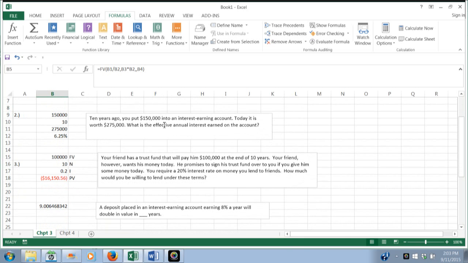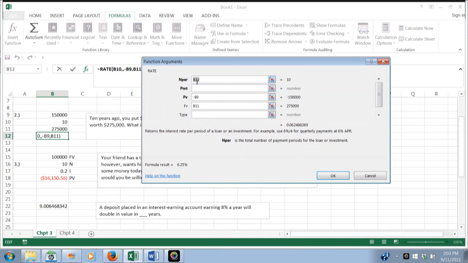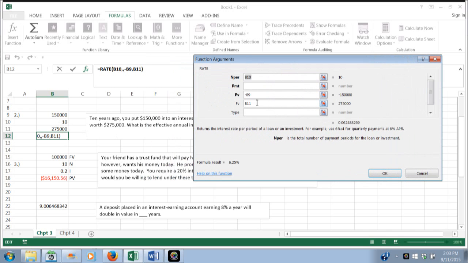10 years ago, you put $150,000 into an interest earning account. Today, it's worth $275,000. So what's the effective annual interest rate on the account? You again will go to financial. You'll use the formula rate. Sorry about that. You'll use rate. You'll go in and you'll put in the same information. Your number of periods is going to be 10 years, because that's what they told us here, 10 years.